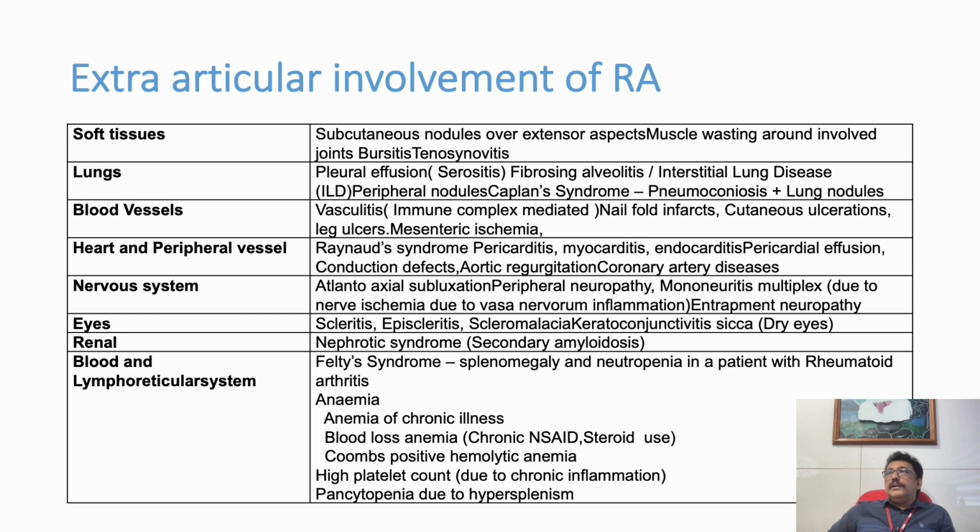Another important thing is many patients will have peripheral neuropathy, entrapment neuropathy, like that. Neuropathic complications are very common in rheumatoid arthritis. Another important problem is many patients can have pancytopenia, neutropenia, anemia, thrombocytopenia, like that. Hematological complications are also seen in many patients.